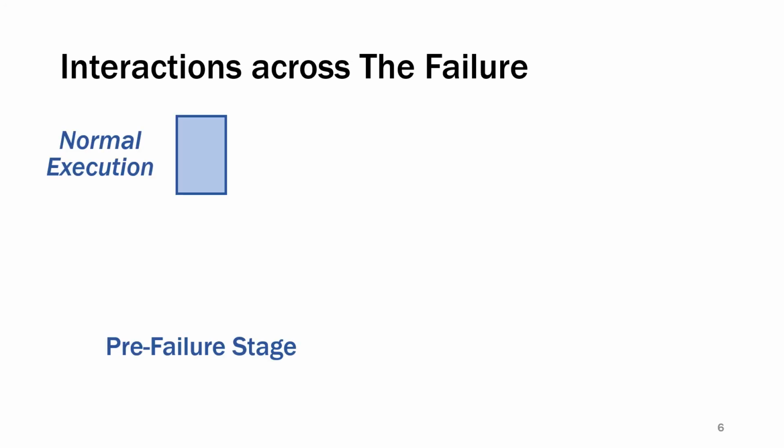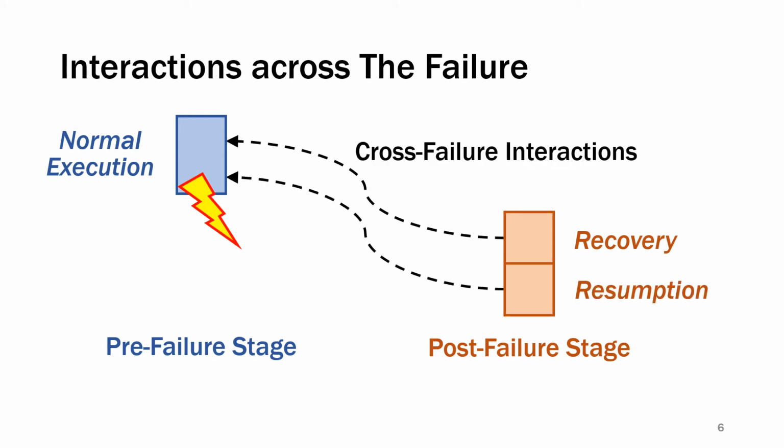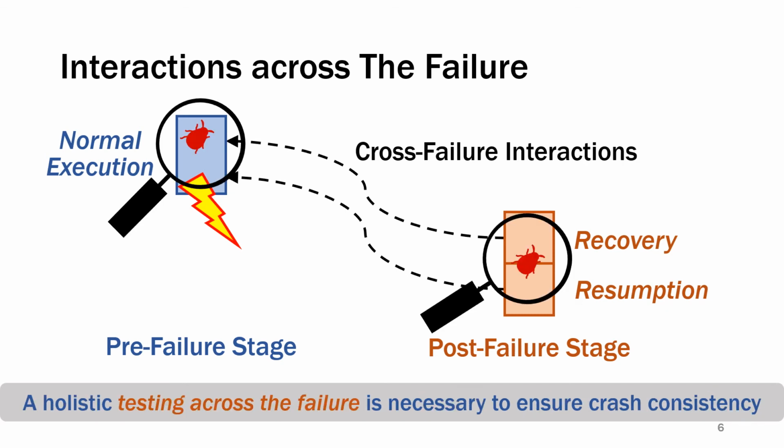We divide the program execution into two stages. The first stage is the pre-failure stage, where the program is performing normal execution. If there's a failure, the execution goes to the post-failure stage, the stage after failure, performing the recovery and the resumption of the execution. We refer to the interactions across failure as cross-failure interactions. If there's any incorrect interactions across failure, the program may not recover to a consistent state. So the program may have cross-consistency bugs. Therefore, a holistic testing across the failure is necessary because both stages across failure are equally important.